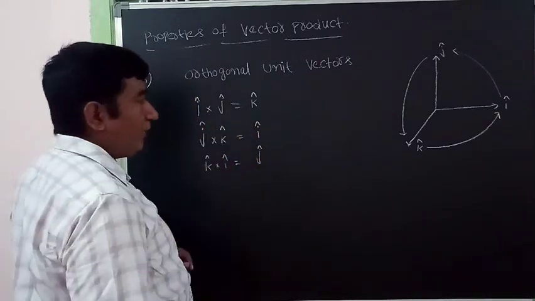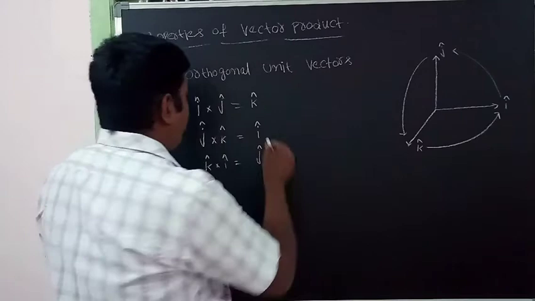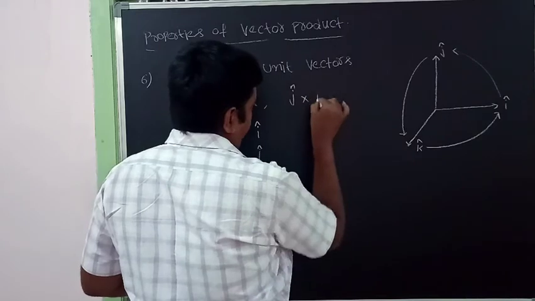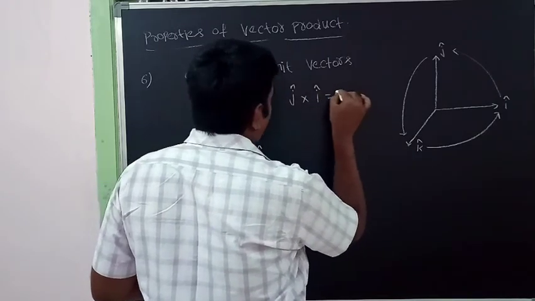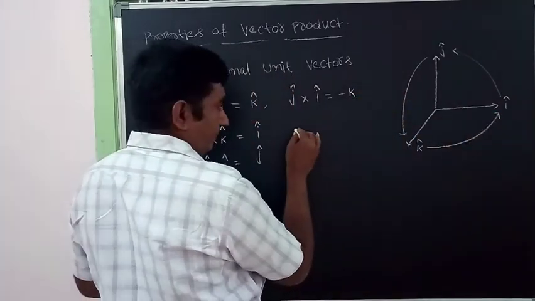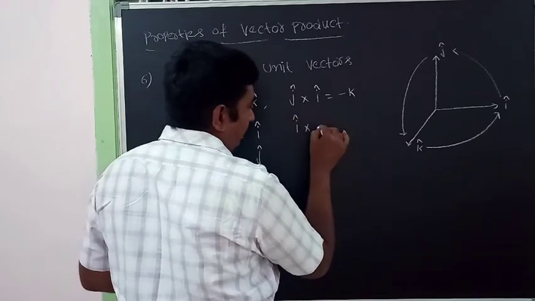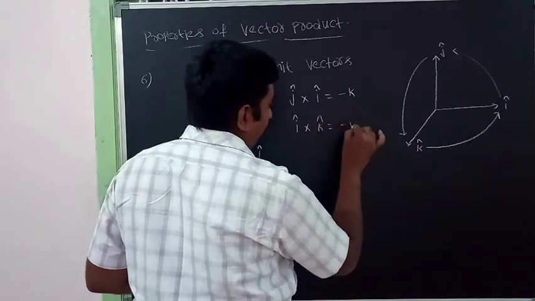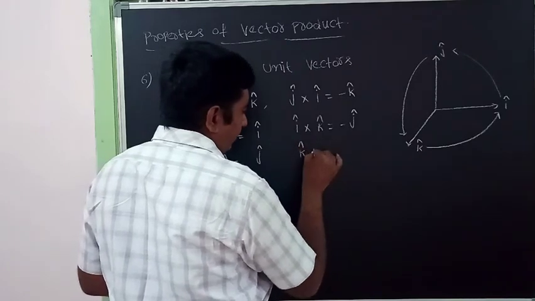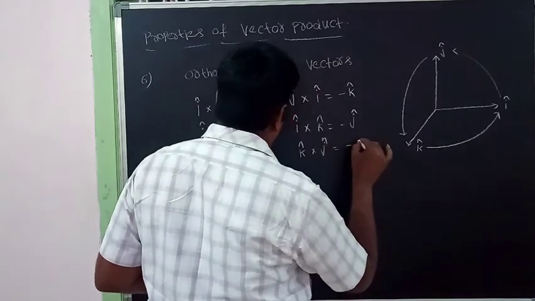Now the same thing, if you take it in the clockwise direction, you will get a negative. So j cap cross i cap is equal to minus k. Next, i cap cross k cap is equal to minus j cap. Next, k cross j cap is equal to minus i cap.